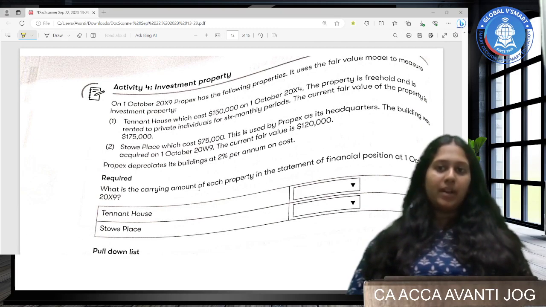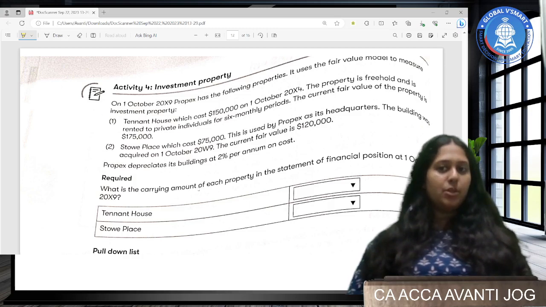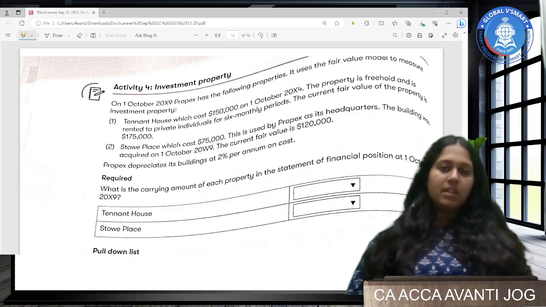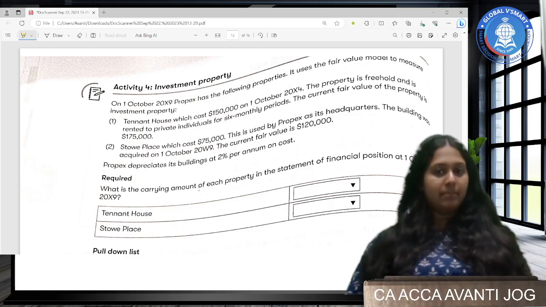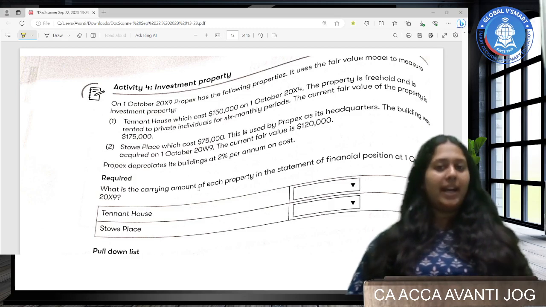On 1st of October 2019, PropEx had the following properties. Tenant house which cost 1,50,000 on 1st of October. It was rented to private individuals. The current value is 175. Stove place which cost 75,000. It is used as its headquarters. The building was acquired on 1st of October 2019. And its current fair value is 1,20,000.